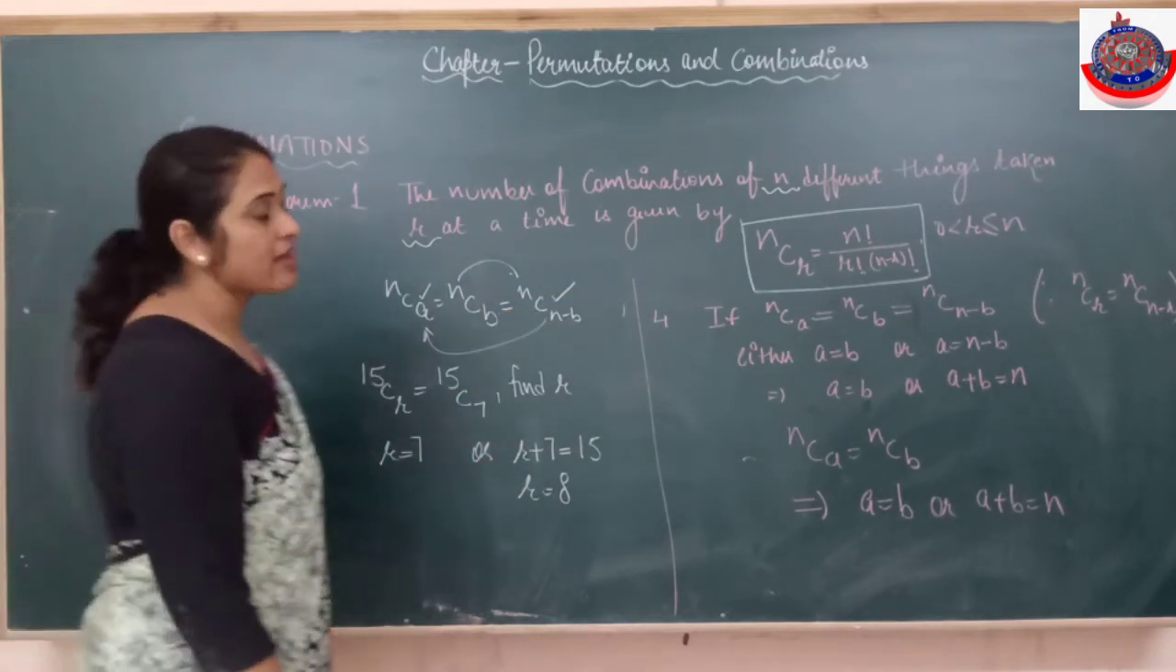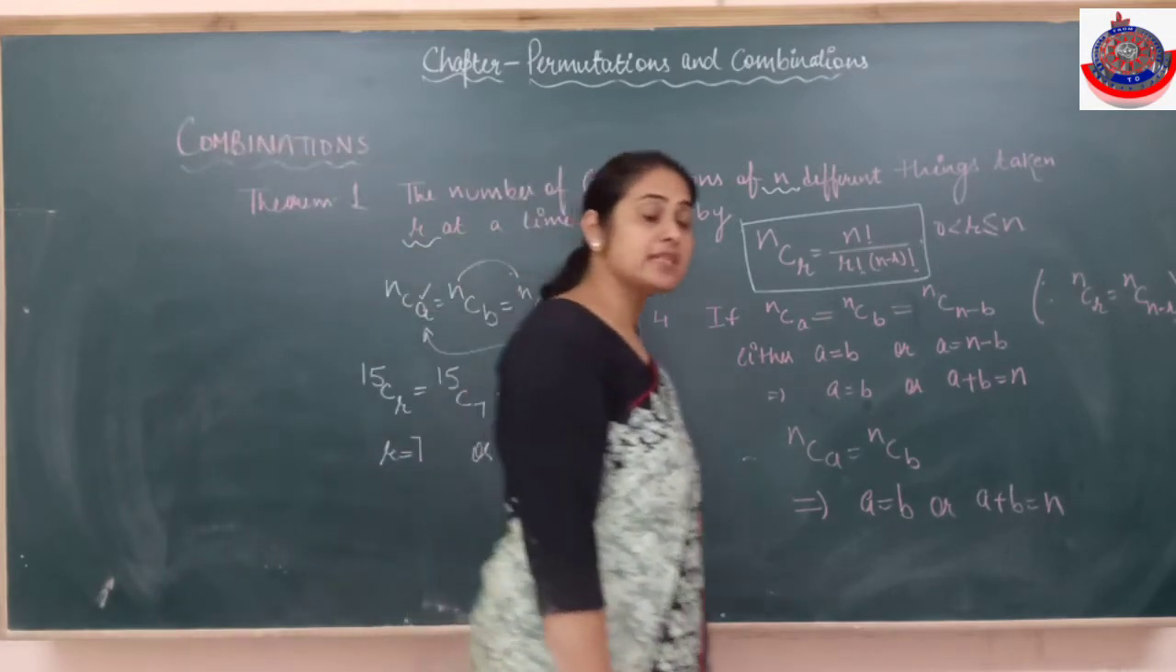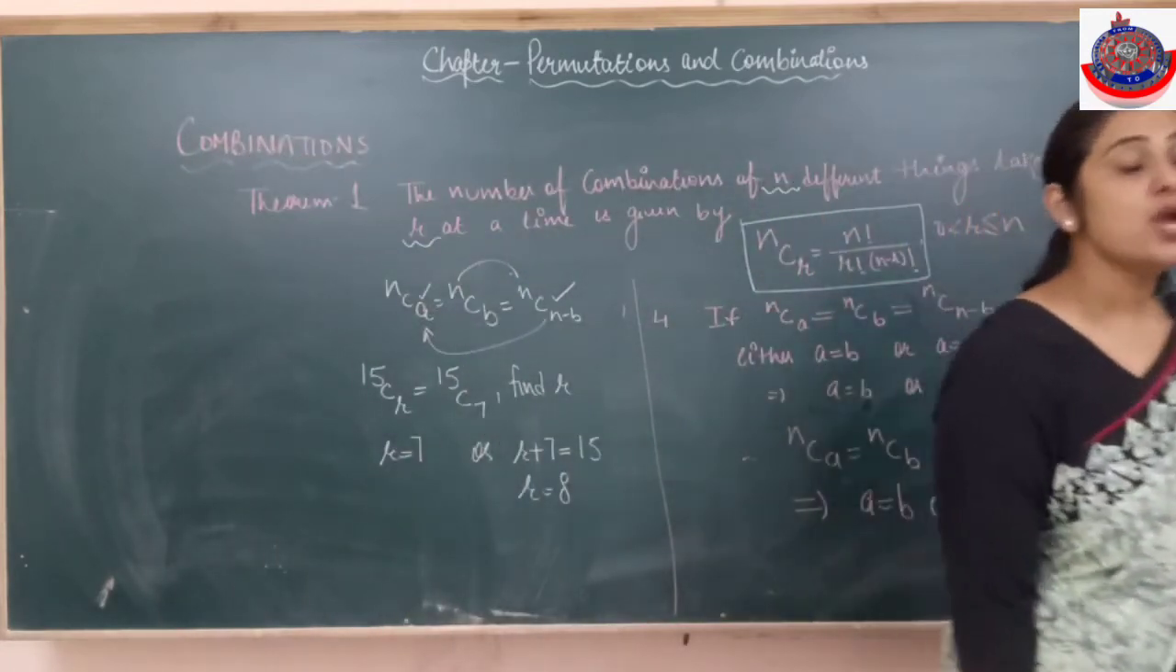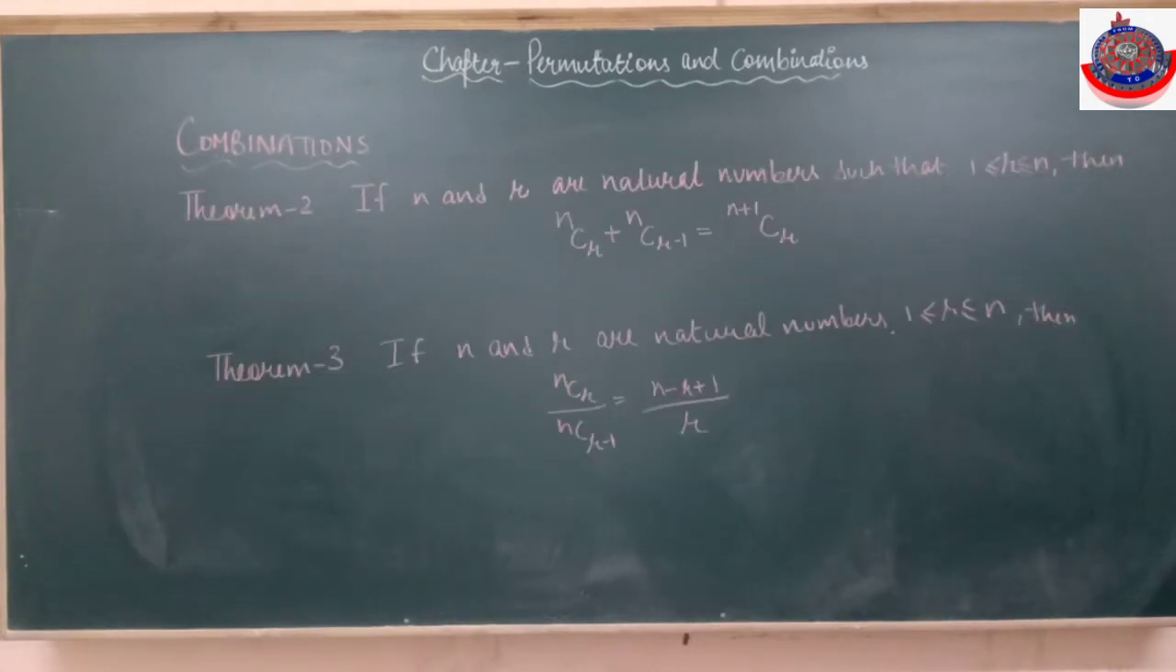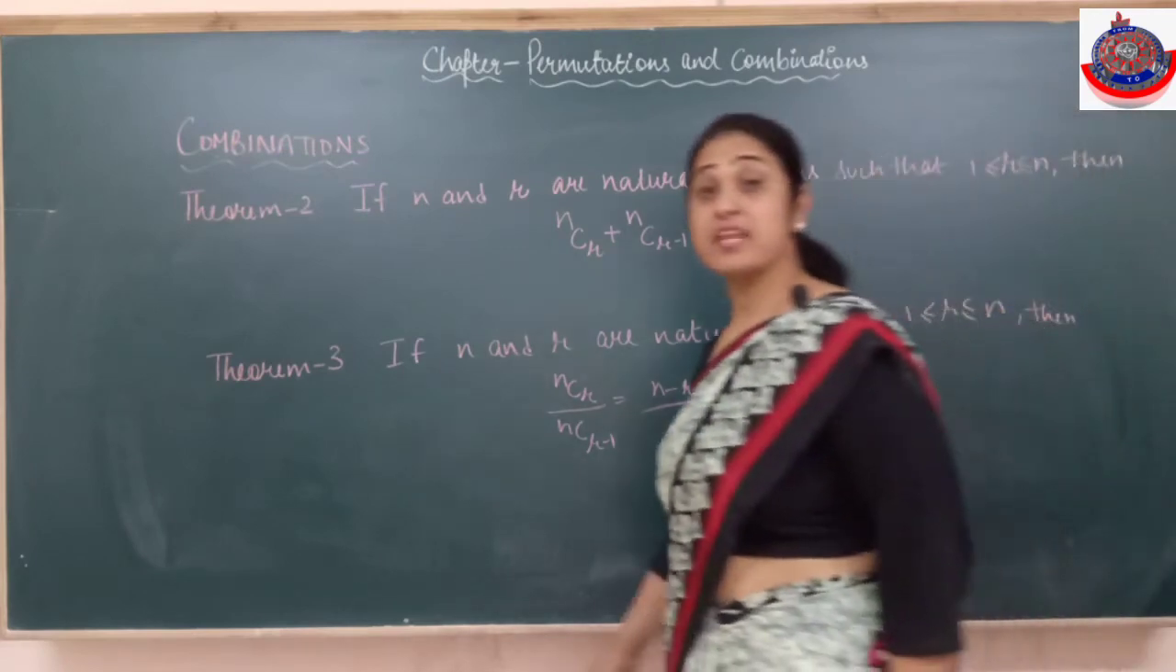So that whenever you have NCA is equals to NCB, then mean either A is equals to B or A plus B is equals to n. Very useful rule for the MCQs as well as to solve the questions. Two more theorems, but very, very handy results, you know. To solve the questions quickly in your MCQs and all, these results are going to be very useful.